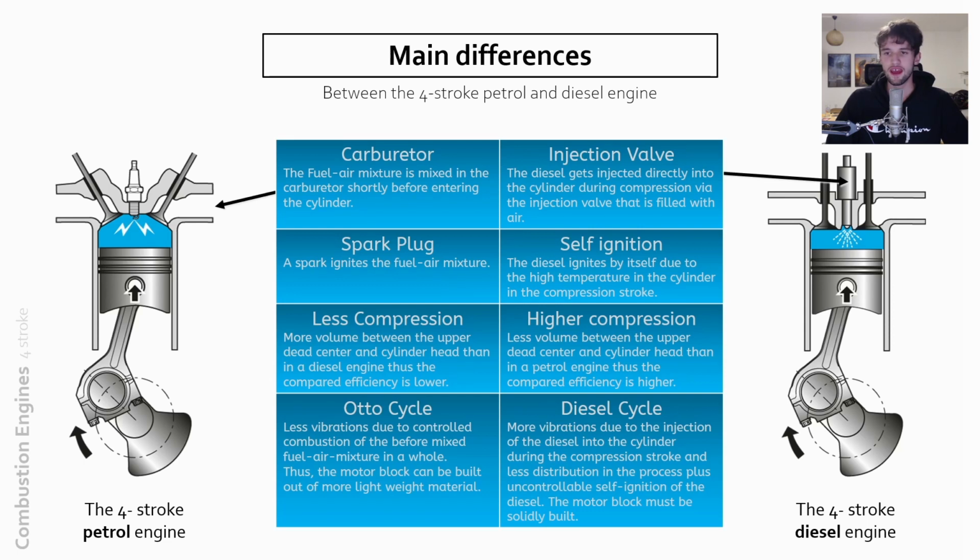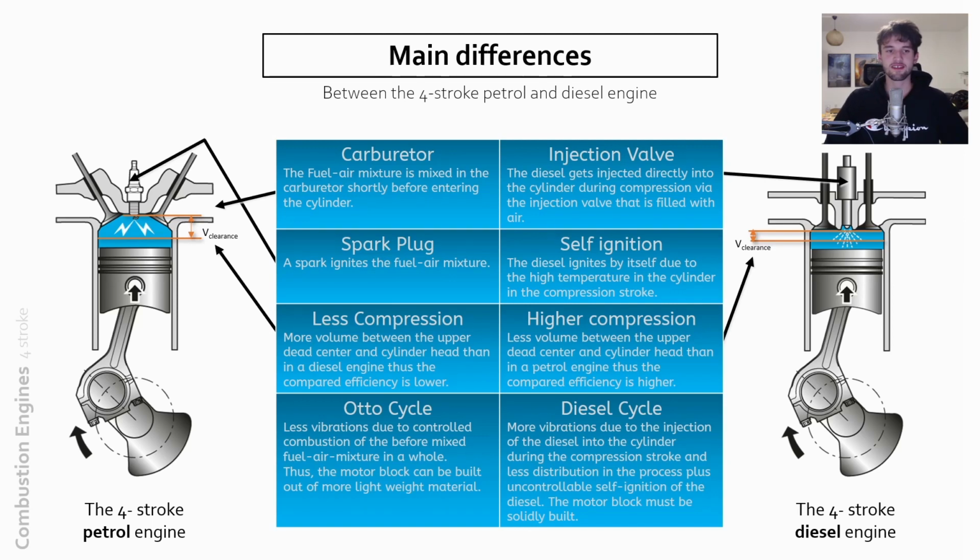Next on, we have the spark plug and self-ignition difference. Let's have a look at how each type burns its fuel-air mixture. In a petrol engine, the spark plug ignites the fuel-air mixture. Easy thing, easy to understand. In the diesel engine, it's a little bit different. There, the diesel ignites itself, and that's due to the high temperatures and pressure that is reached in the diesel cylinder. So let's move on to point number 3, compression.